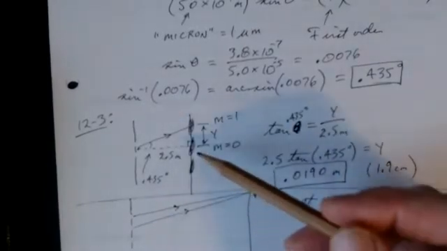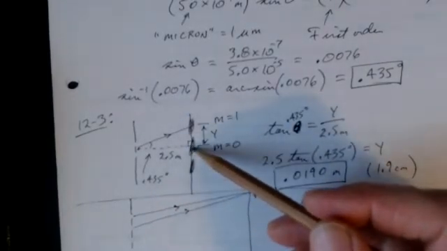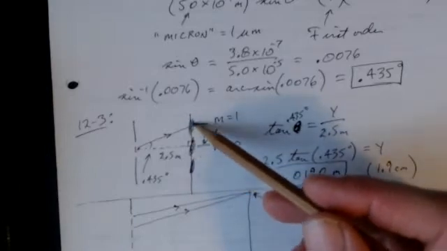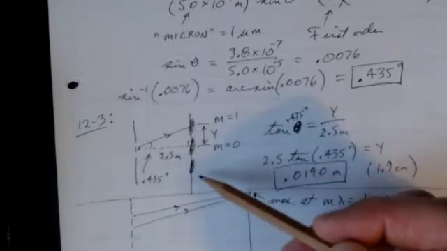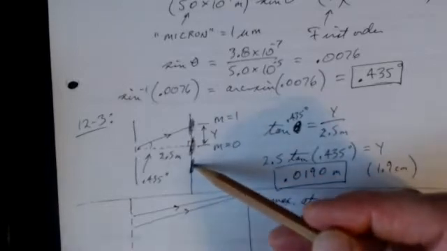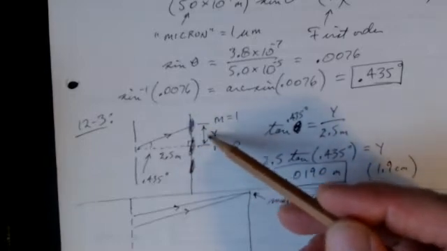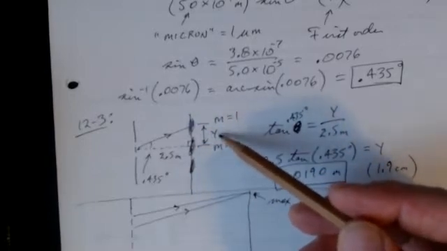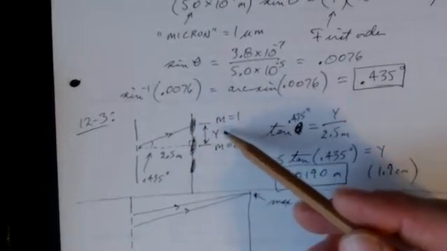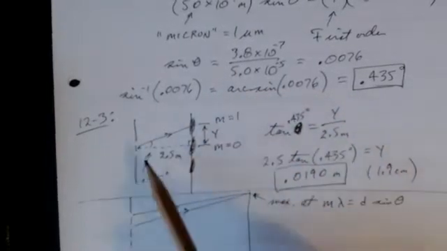So this blob of ink here is supposed to be a bright area, and this blob of ink here is supposed to be the next bright area, and this would be the first order on the other side of the center. So we're looking for the distance from there to there, which the letter Y seemed like as good a choice as any to give it a name.